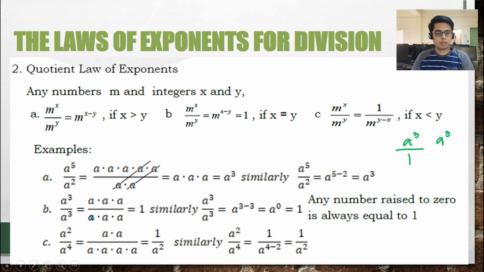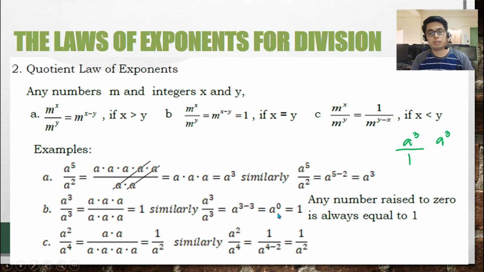Now, kapag letter B naman, what if equal yung dalawang exponent? Okay, copy the same base ha. Yung same base pa rin to ha. Okay, a cube over a cube. Dito tayo mag-focus. A cube over a cube. Di ba, ma-minus mo yung kanyang exponents. So, 3 minus 3 equals a to 0.